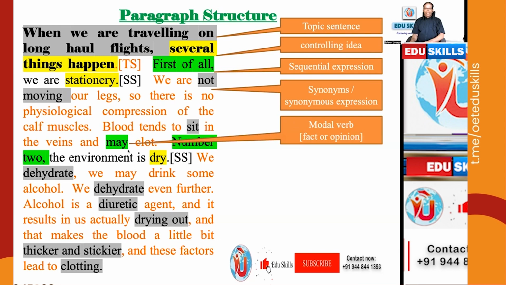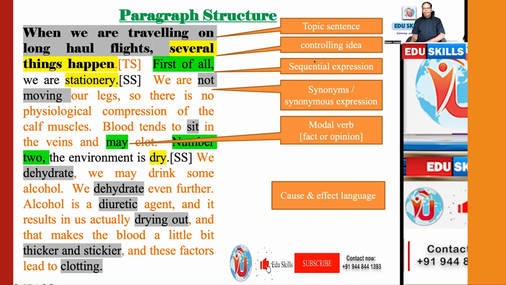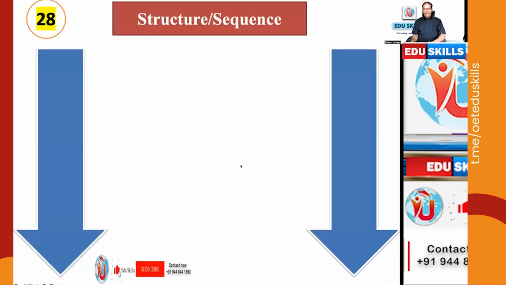Then modal verb may, which says it's an opinion. Then you have this first part. For the second part, you have all these things which I have not highlighted. Okay, the second supporting sentence has the same structure, same things you can use there. Here also you have again may being used, right? We may drink, again opinion. And somebody asked me what nature of the text, cause and effect language. I'll explain it to you in the coming slide.